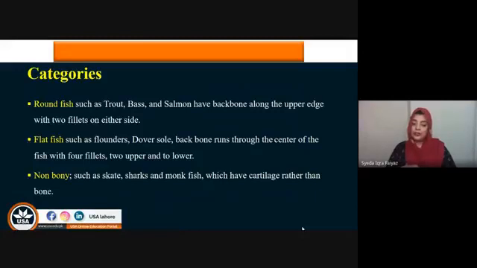Then there are non-bony fishes, such as skate, sharks, and monkfish. They have cartilage in their body. They don't have bone, and therefore they are considered a delicacy as well. People who do not like bony fish go for skate and monkfish.